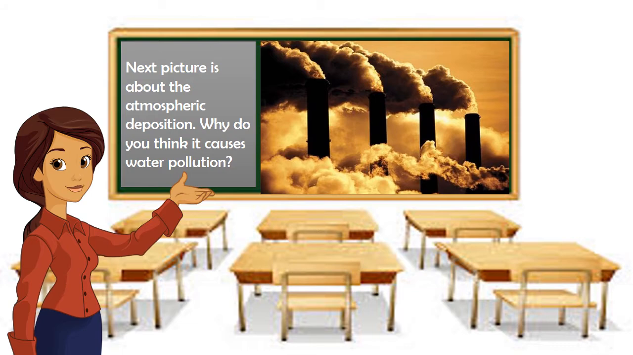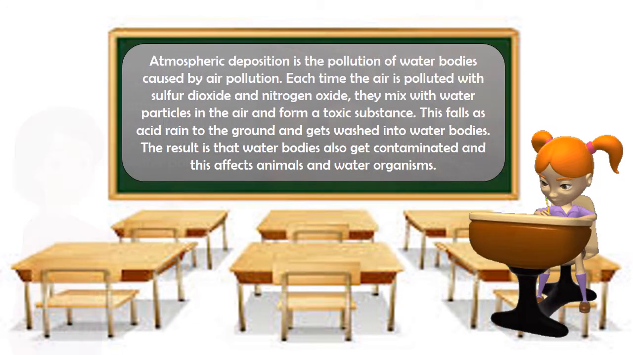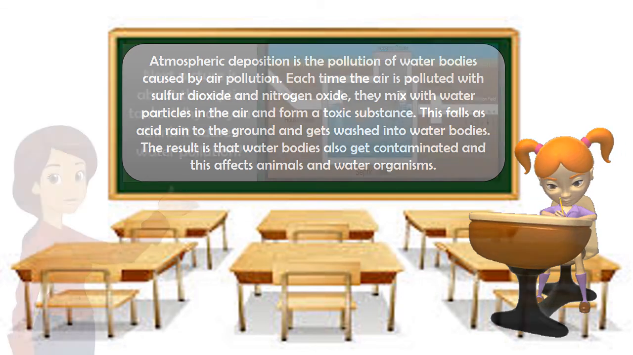Next picture is about the atmospheric deposition. Why do you think it causes water pollution? Atmospheric deposition is the pollution of water bodies caused by air pollution. Each time the air is polluted with sulfur dioxide and nitrogen oxide, they mix with water particles in the air and form a toxic substance. This falls as acid rain to the ground and gets washed into water bodies. The result is that water bodies also get contaminated and this affects animals and water organisms.